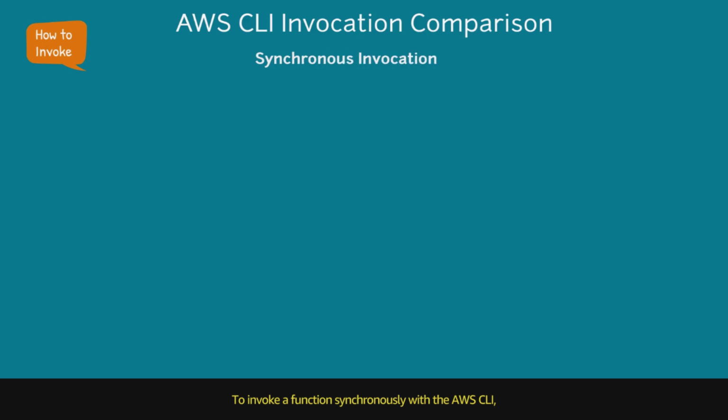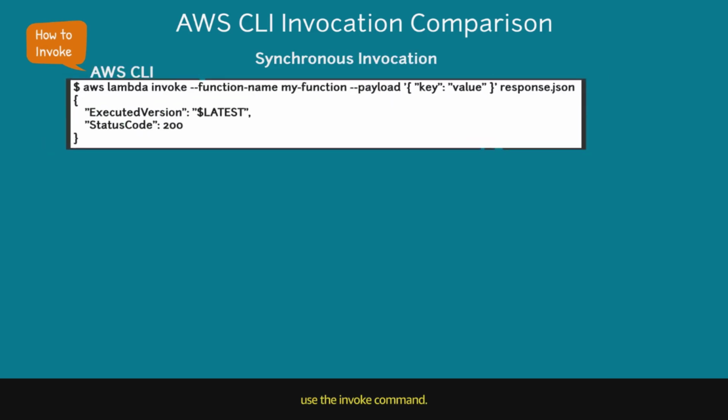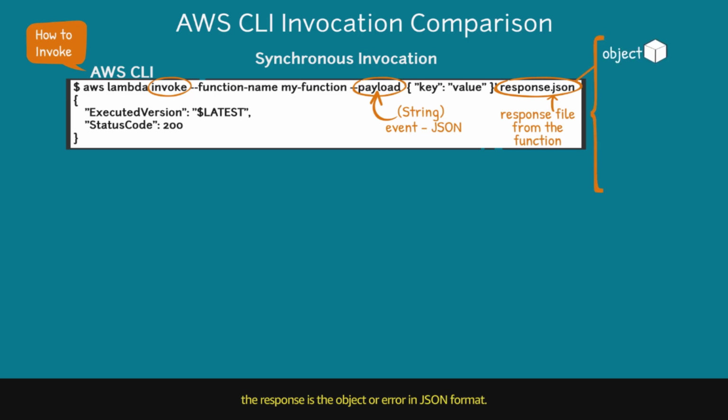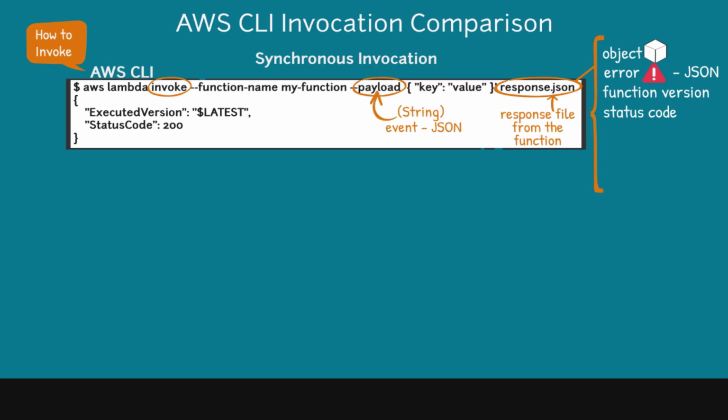To invoke a function synchronously with the AWS CLI, use the invoke command. The payload is a string that contains an event in JSON format. Response.json is the response file from the function. If the function returns an object or error, the response is the object or error in JSON format. The response information includes function version that was executed and the status code returned by Lambda.